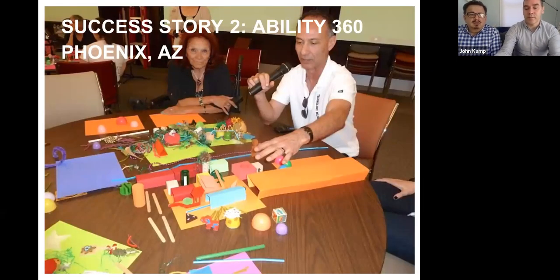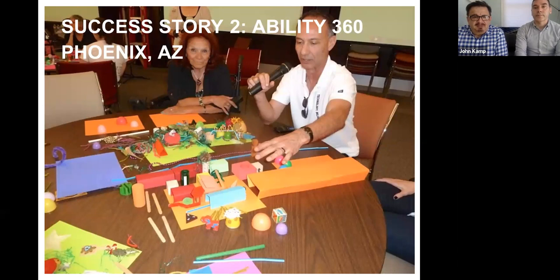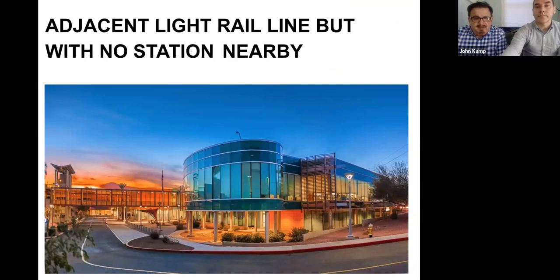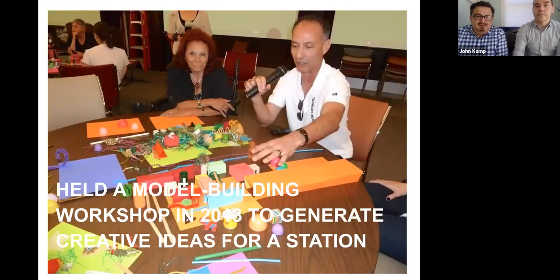And then James is going to talk about this one. Yeah, this is a project I started 5 or 6 years ago. The city of Phoenix built this really beautiful disability recreation center for people with disabilities, and across the street was a light rail line, but there was no light rail stop. People with disabilities use light rail a lot. So what happened?